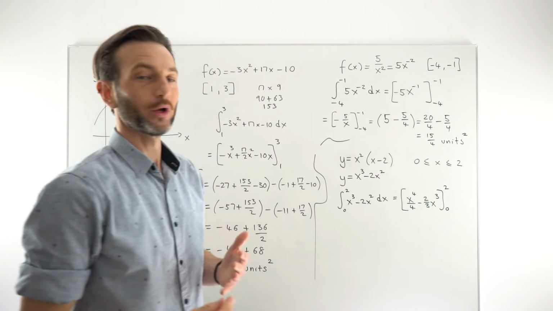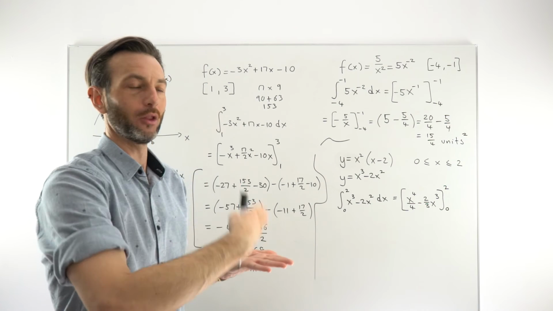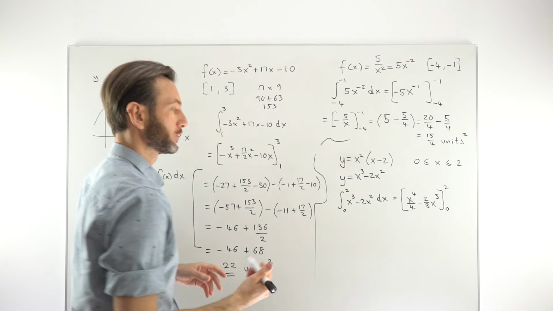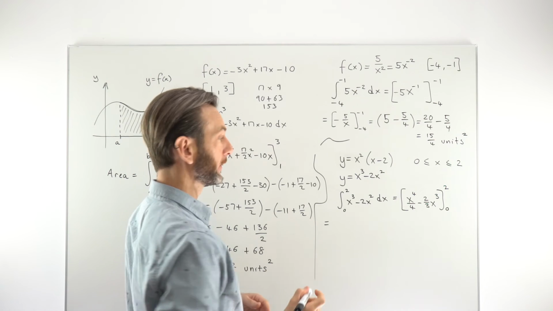It's always good when one of your limits is 0, because for polynomial functions, that means you're going to get a lot of 0 terms, and that actually happens quite often, so that's a very useful thing, especially if it's a non-calculator question.